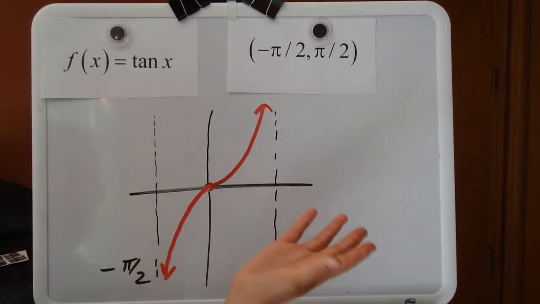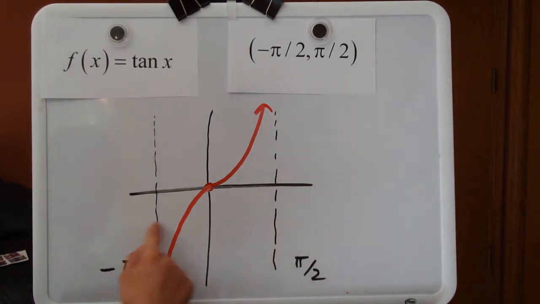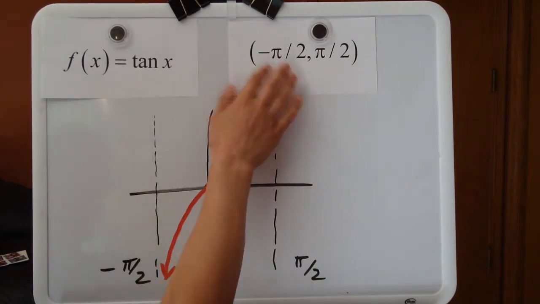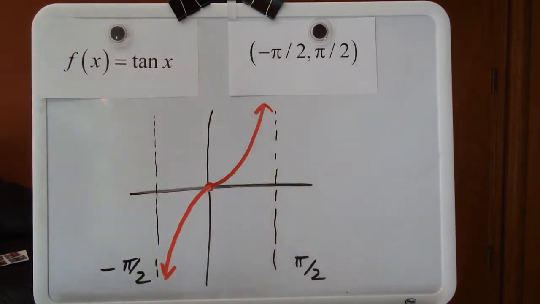And then the tangent continues on, right? It's a periodic function, but we definitely cannot include these endpoints because of this strange kind of behavior. So we would say this function is continuous here, but we'd have to leave it at that, right? Open interval negative pi over 2 to pi over 2.